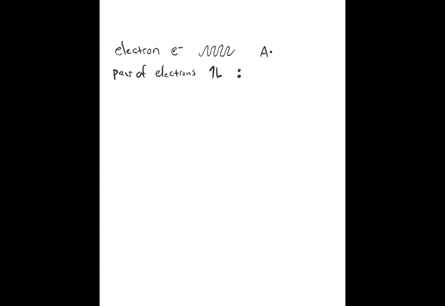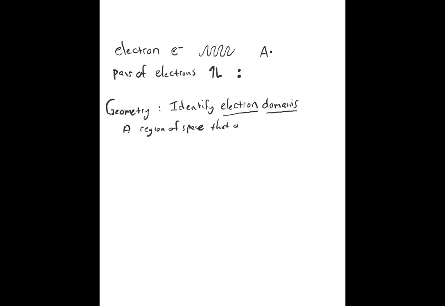Okay. Now, in order to talk about geometry, to talk about shape, again, we're talking about the shape of a molecule. What we're going to do is identify, the first step is to identify what are called electron domains. Okay, electron domains. Here's the key to this. An electron domain is a region of space that possesses pairs of electrons around the central atom. We're only going to consider the central atom.